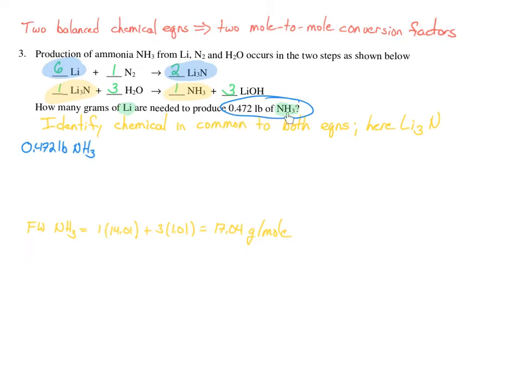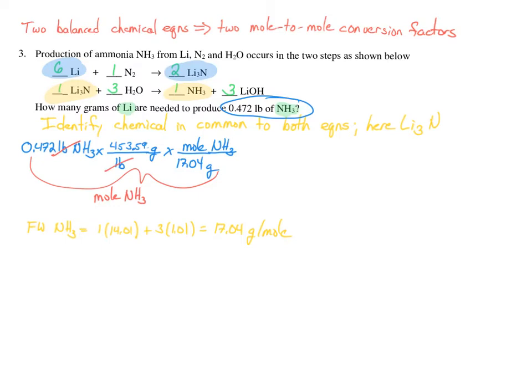We have so many pounds of ammonia. Now, in order to compare ammonia to our lithium nitride, it has to be done moles to moles. And even though we know the formula weight, we know the formula weight is grams per mole, so we're going to have to convert pounds to grams and then grams to moles. We may have to go back to our conversion sheet to remind ourselves of the conversion factor between pounds and grams. We know that we've set up this conversion factor correctly because the unit of pound cancels out and we end up with the units of grams.